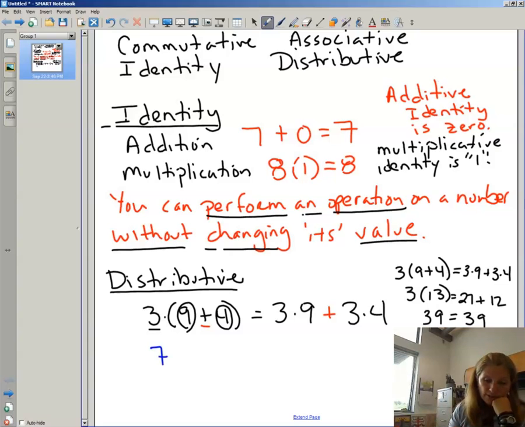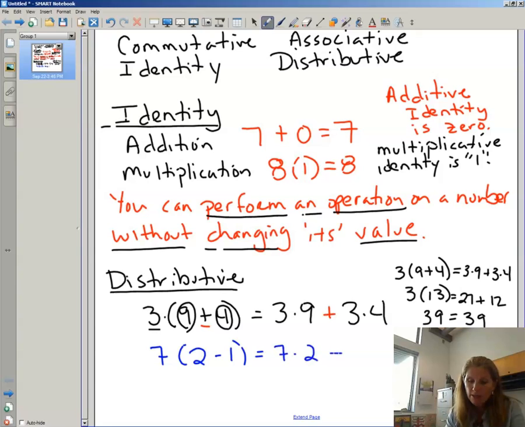Let's say I have 7 times 2, we're doing a minus this time, minus 1. What this says is that you can say 7 times 2 minus 7 times 1. That's the idea behind that, is you just multiply the number on the outside times everything on the inside. And we're distributing across 2 numbers.